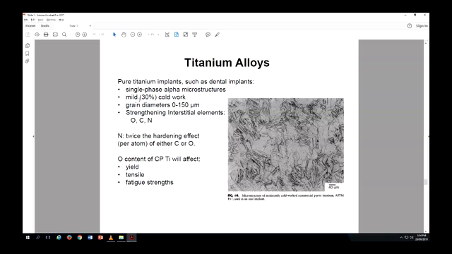So if it's like 30% cold work, it's going to give you a grain diameter of about 150 micrometer. And nitrogen, for example, so if you have a little bit of this in the metal, it's going to give you twice the hardening effect as the other ones, right? The oxygen level is going to also affect the yield strength, tensile, and fatigue strength.